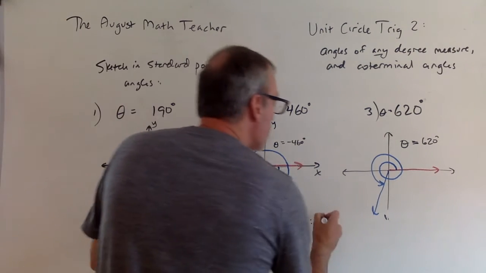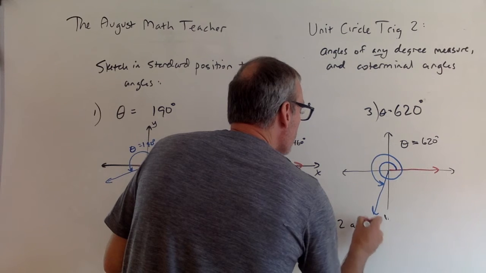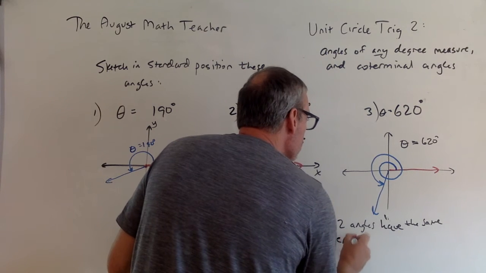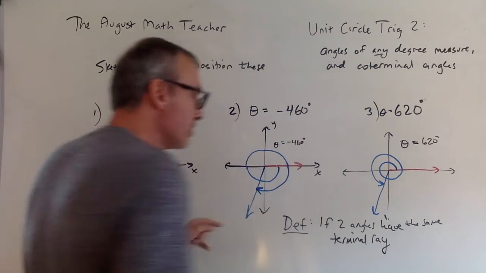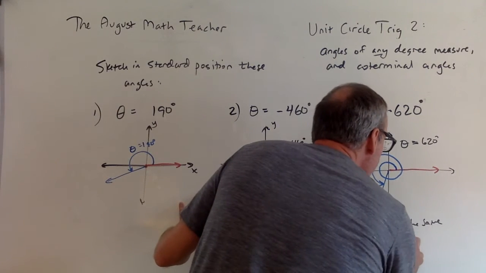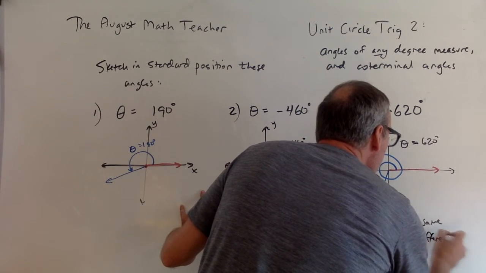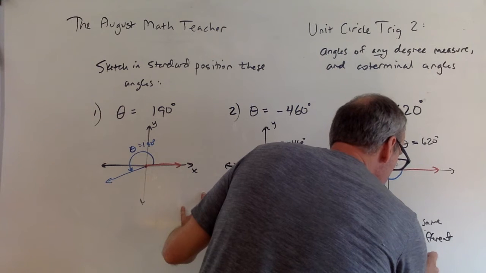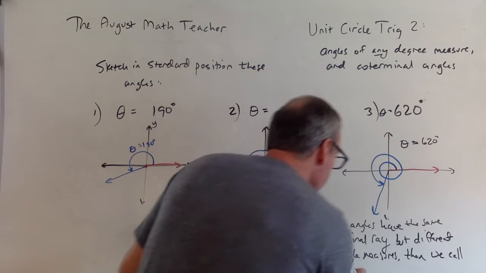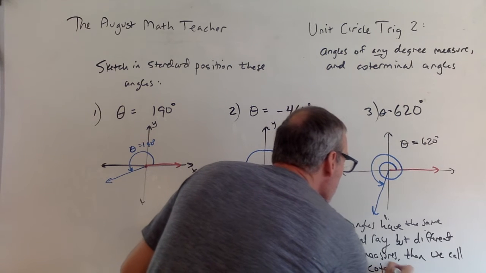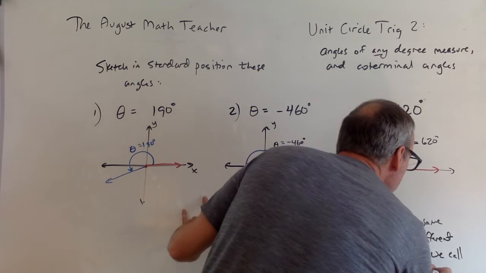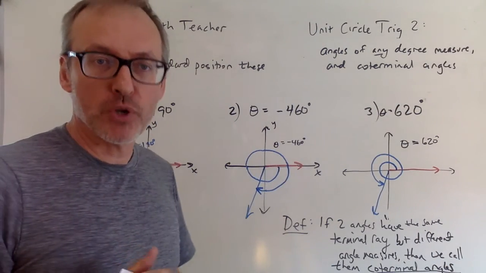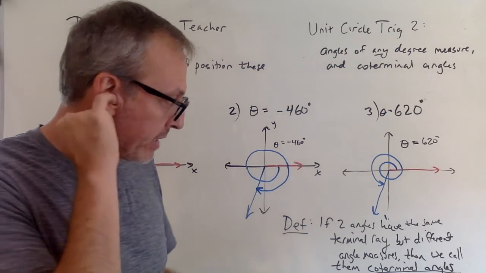The definition is if two angles have the same terminal ray, like these two do, the terminal ray is in the same spot, but different angle measures, like these two, then we call them as a pair coterminal angles, which should make good sense as a Latin prefix. Co meaning with, so the two angles are with the same terminal ray. Coterminal angles, which I'm underlining there because it's a definition.